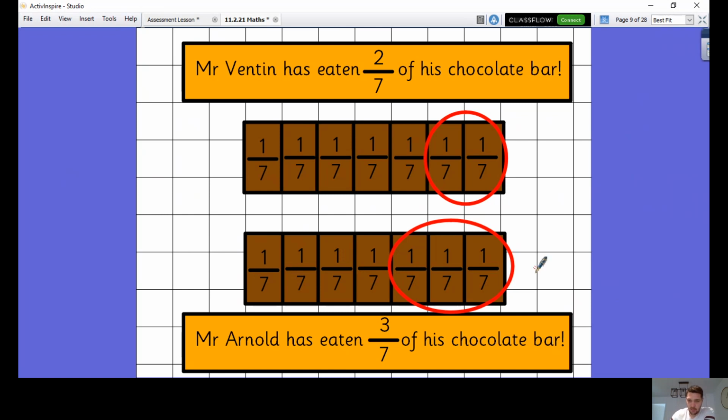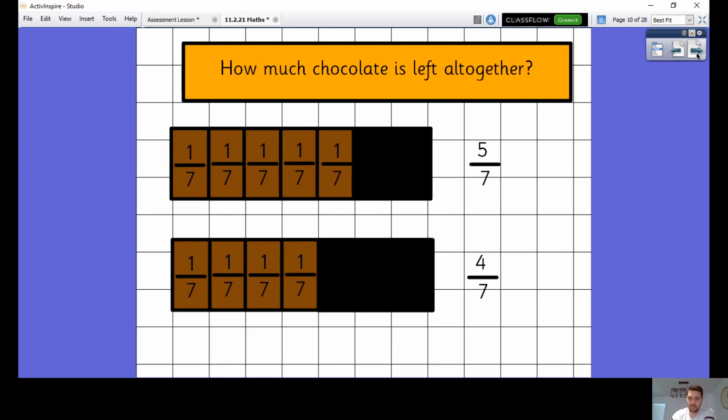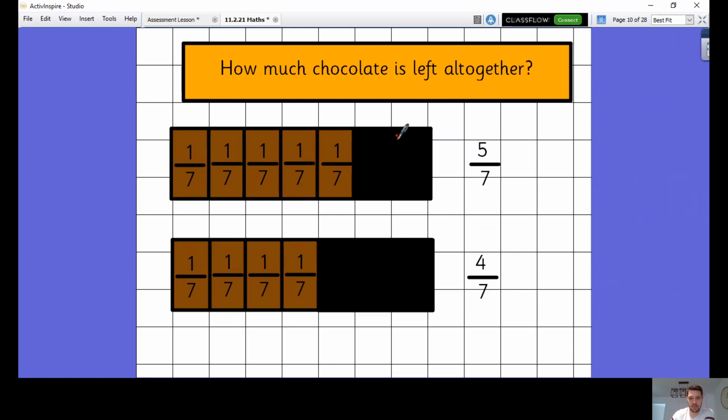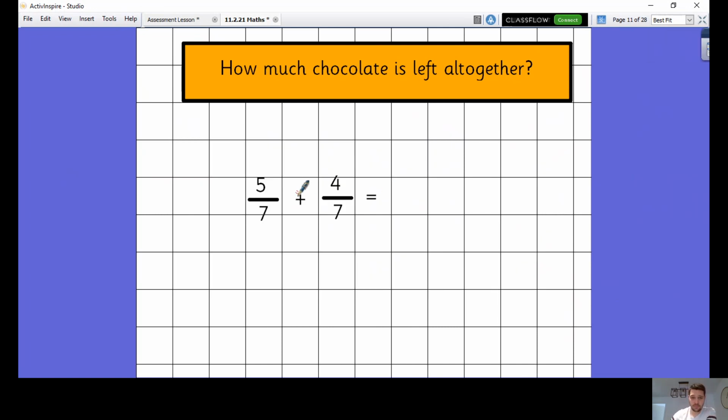So again, let's imagine these are chocolate bars. Mr. Arnold has eaten 3/7 of his chocolate bar. How much chocolate is left all together? It's also supposed to say here, sorry, Mr. Venton has eaten 2/7 of his chocolate bar. So we've removed the 2/7 from here, and we've removed the 3/7 from here. So the equation we're left with is 5/7 Mr. Venton's plus 4/7 Mr. Arnold's. And it looks like this: 5/7 plus 4/7.